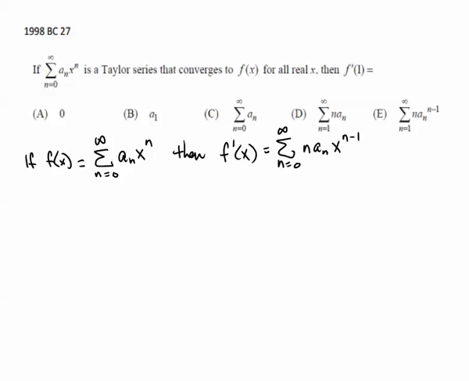And again, the derivative is only going to be affected by the variable x. Everything else is considered to be a constant, so a sub n is a constant. We're not going to take the derivative of that. It's the constant multiple rule for derivatives.